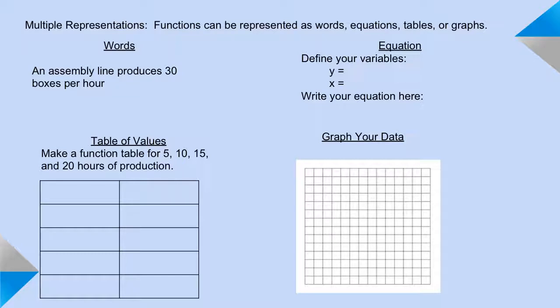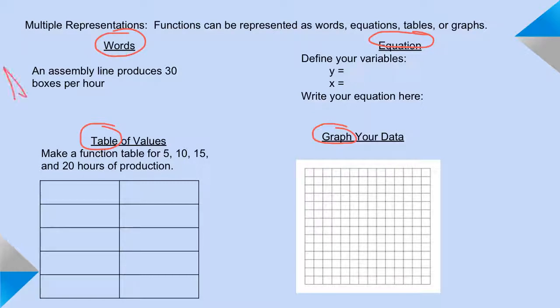We have multiple representations. Functions can be represented as words. In this case, it says an assembly line produces 30 boxes per hour. We can change that into an equation. We can create a table of values from which we can graph your data. Whenever I am doing any writing for these examples, make sure that you're copying these things down in your interactive math notebook.